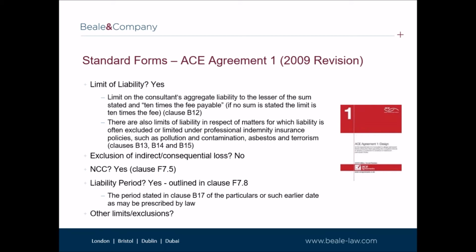The drafting of the limits for the time within which claims can be brought refers to all types of claims, not just those for breach of contract, and applies to the earlier of the time stated in the particulars or prescribed by law. Of the common limits of liability, there is no exclusion for indirect or consequential loss in the ACE agreement. To ensure completeness of the limitation clauses, a standard form exclusion for indirect and consequential losses should therefore be negotiated where appropriate.